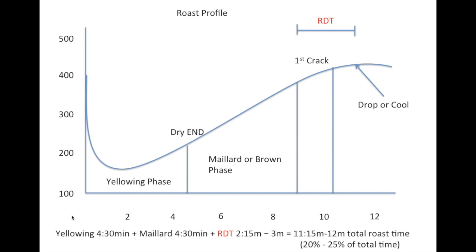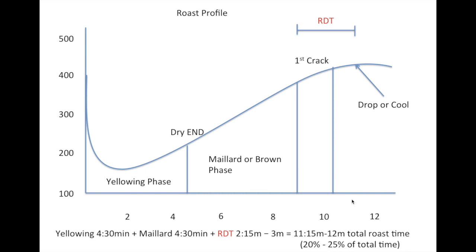So back to the roast development time. Here's a little scale down here. If you have your yellowing phase, that takes 4 minutes and 30 seconds, and here's your Maillard or brown phase, which takes about 4 minutes and 30 seconds. So that total time would be 9 minutes, which is when the first crack starts. If you want a 20% RDT, you'd want to end the roast at 11:15. That will give you 20%. And if you end it at 12 minutes, that'll give you 25%.